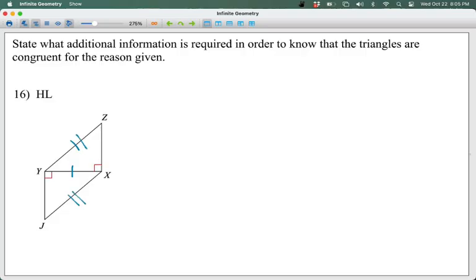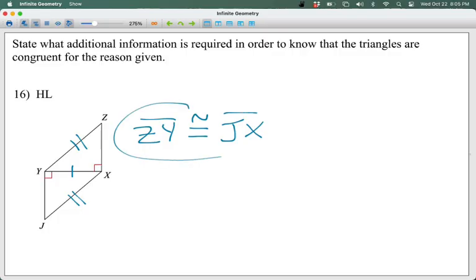So we need ZY to be congruent. Now we have to list this in the right order. ZY, and we have JX here. Those two have to be congruent for hypotenuse leg to work.